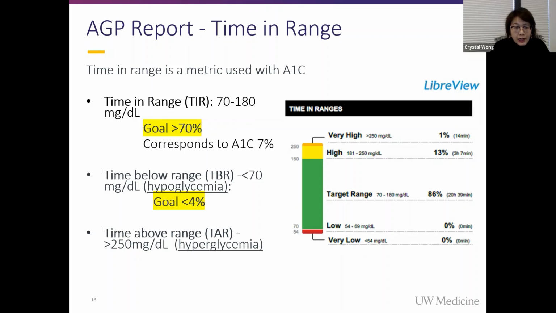And in general, your time in range goal is going to be greater than 70%. And in the validation studies looking at this technology, a time in range of 70% corresponds to an A1C of 7%. So greater than 70, awesome. You're probably hitting your glycemic goals. There's also some information about time below range here, probably more important for patients who are on either insulin or other oral medications that could potentially cause hypoglycemia. And then there's the counterpart, the time above range right here.